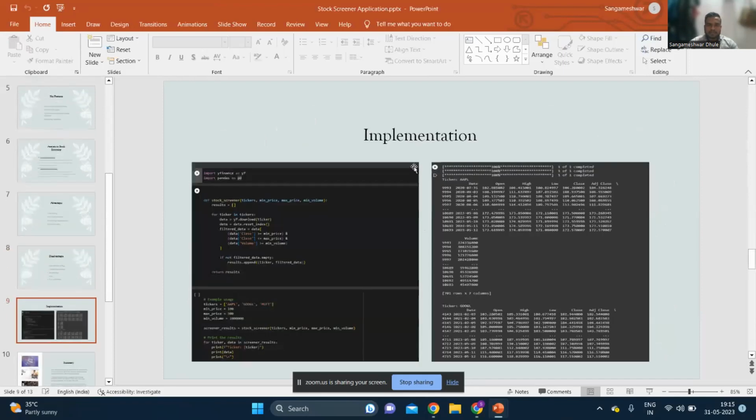Here is the implementation. I have used two libraries from Python. One is yfinance and the second is Pandas for making a table. I used three companies: Apple, Microsoft, and Google. In the result we will get the high, low, and close or adjusted close price for their stocks.